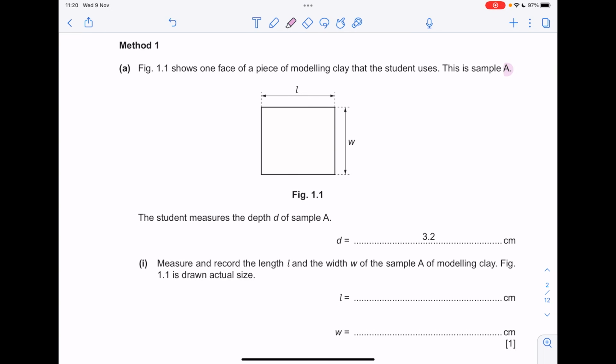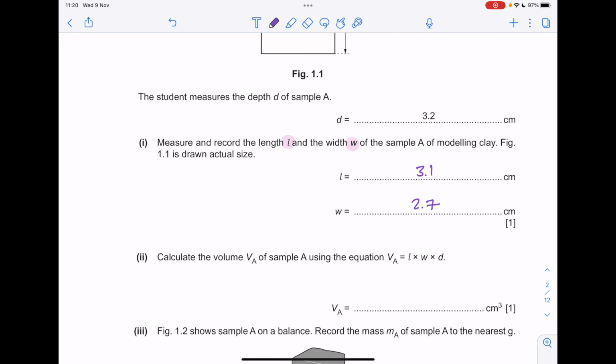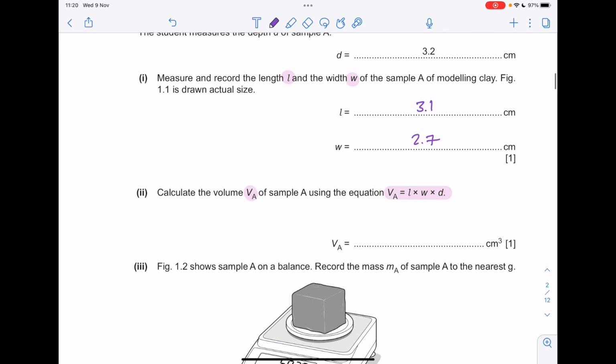Measure and record the length L and the width W of the sample. Figure 1.1 is drawn to actual size, which means you can take your ruler, measure L, and you should find that value is 3.1 centimetres. Measure length W, and that should be 2.7. Calculate the volume VA of sample A using this equation. So just rewrite that. Substitute in your values, and your value is 26.8.